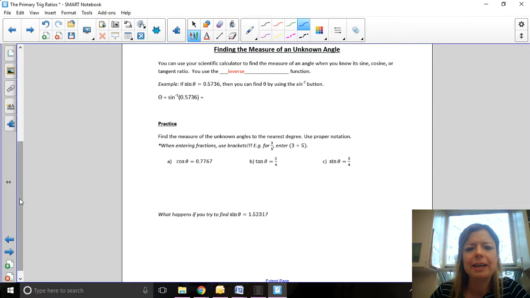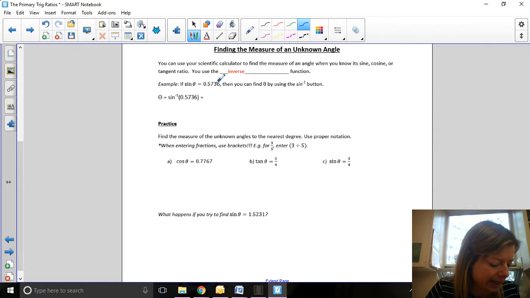So you're going to use the inverse button. So if you look on your calculator, above the sine button, there's a little sine to the power of -1. That's called the inverse sine function, and it undoes a sine ratio. So, for instance, if you know that your sine ratio is this, you can undo this to say, what angle gives this special sine ratio? What angle is it that has this sine ratio?